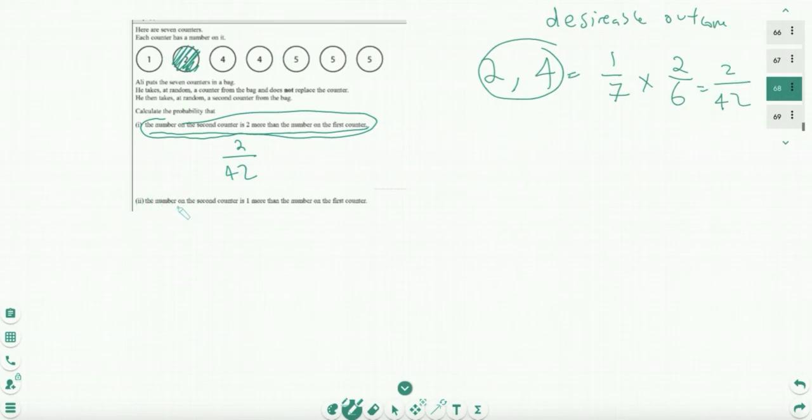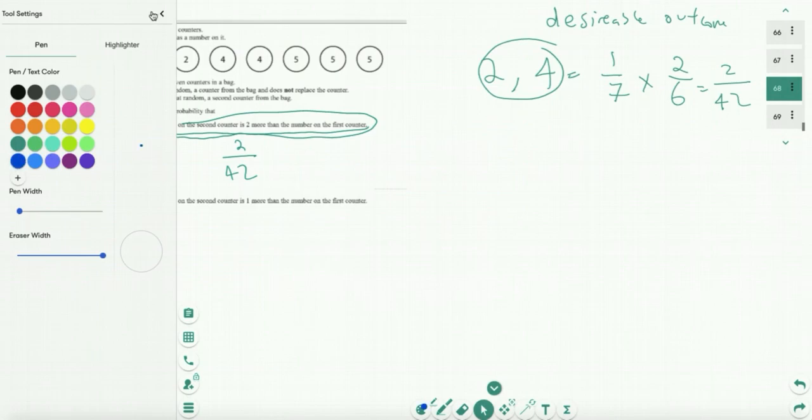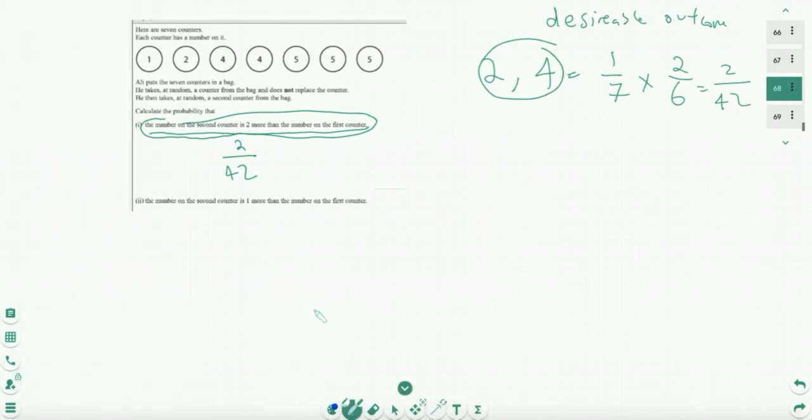Next one. The number on the second counter is 1 more than the number on the first counter. So let's use our desirable outcome method again. Let's write down the only ways where the number on the second counter is one more than the number on the first counter. Well, one way is you can get a 1 and then a 2. Or you can get a 4 and a 5. So let's look at this one first, 1 and a 2.